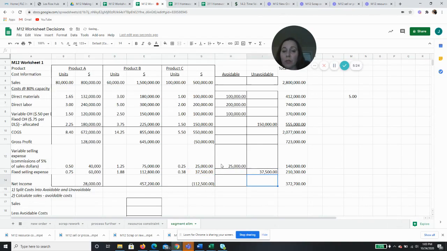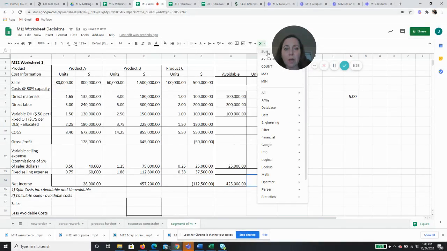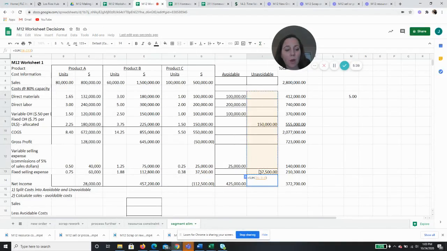All right. So here's what I'm going to do. I'm going to add up, I know it says net income here, but I'm just going to co-opt that line. And I'm going to add up all of my avoidable costs, and I'm going to add up all of my unavoidable costs. All right. So this pretty much tells me that if I stop making product C, I am going to avoid $425,000. But I am going to still have to shell out $187,500. And those unavoidable costs will just be allocated against product A and B.